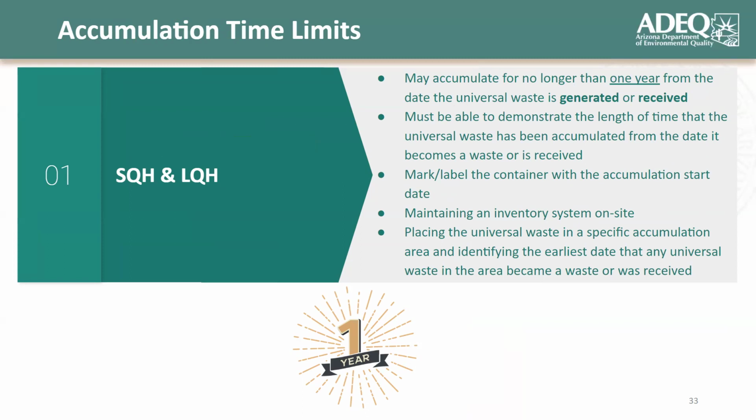These methods include marking the accumulation start date on the container itself, maintaining an inventory system, or placing the waste in a designated location where that entire location has been identified with the accumulation start date, which then applies to all containers within that area. So again, the facility gets to choose the method in which they ensure universal waste is only accumulated on site for 1 year. And again, we highly recommend to standardize this method for all universal waste streams and their containers.